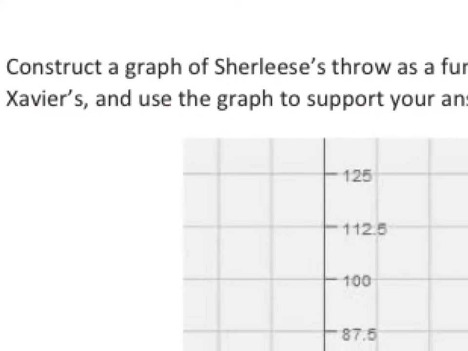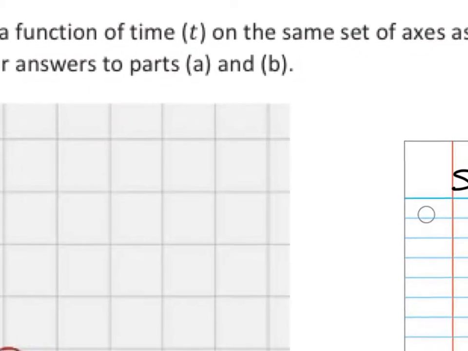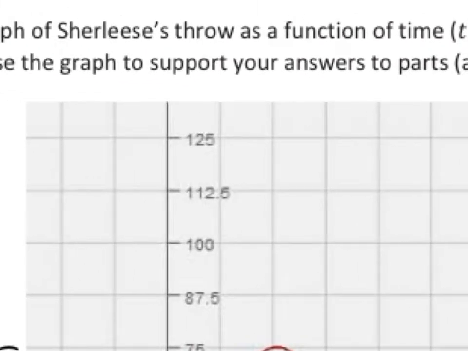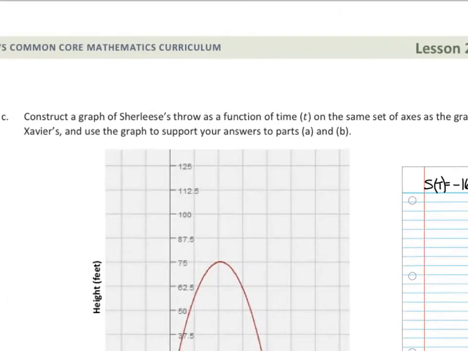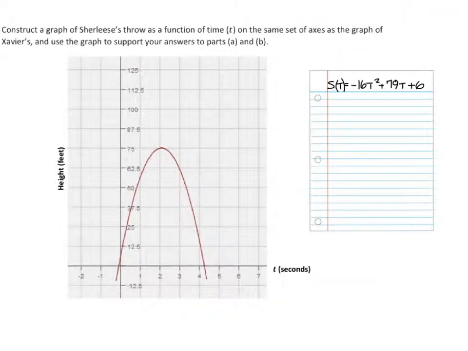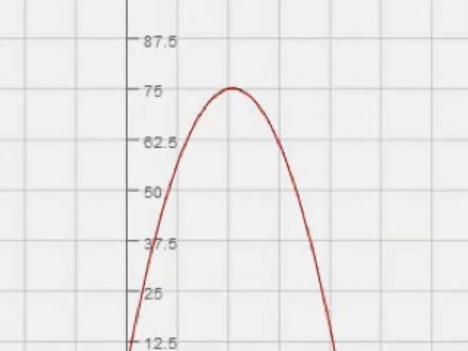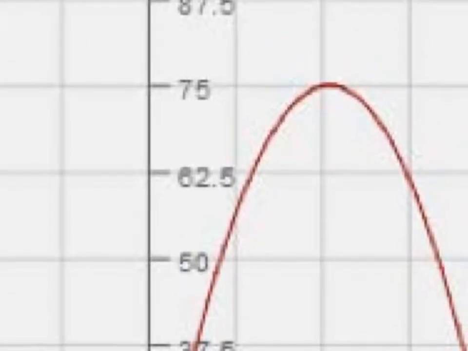Construct a graph of Shirley's throw as a function of time, t, on the same set of axes as the graph of Xavier's, and use the graph to support your answers to parts A and B. You have to use what we found in Shirley's function and in completing the square. Her vertex was 2.47. And then it went up, what was it, 103.52? There we go. So if we go over 2.47 and then up 103.52, look how strange the y-axis is on this. It's skipping up by 12.5, it looks like.